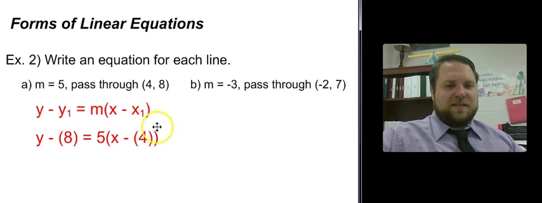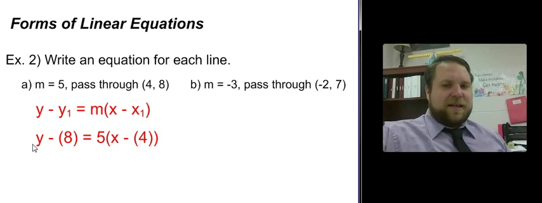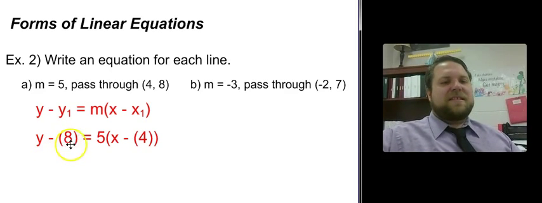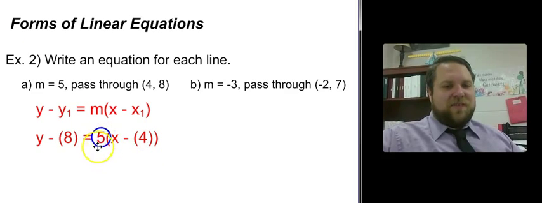The 8 is in parentheses and the 4 is in parentheses. I've done that for a reason. We'll talk about that in a second. But first, let's get where these numbers come from. So the first thing I want to look at is this 5 right here.